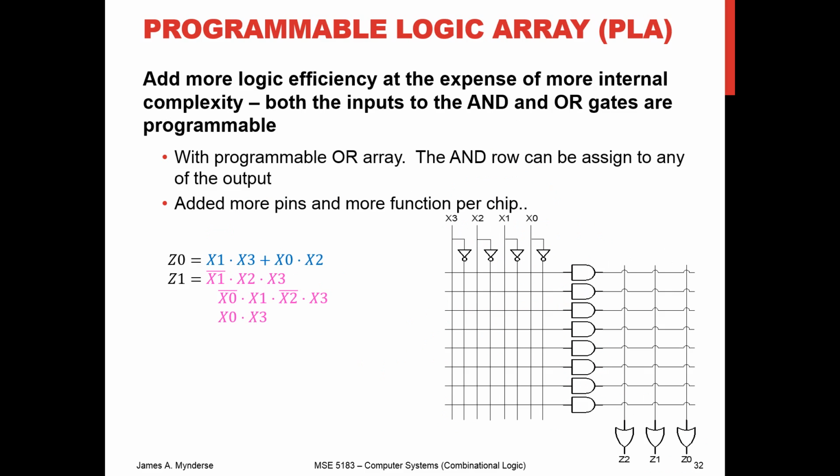A slightly more efficient one is I could use a programmable logic array. And again, this is just a slightly different name, slightly different implementation. In this case, I've got a programmable OR array. So the AND is still programmable, the OR is now programmable. So if I put in my x1, x3, x2, x0, now I'm going to wire up my ORs. And then Z1, I'll do the same thing. And so in this case, I have used this space, and this space is still available.